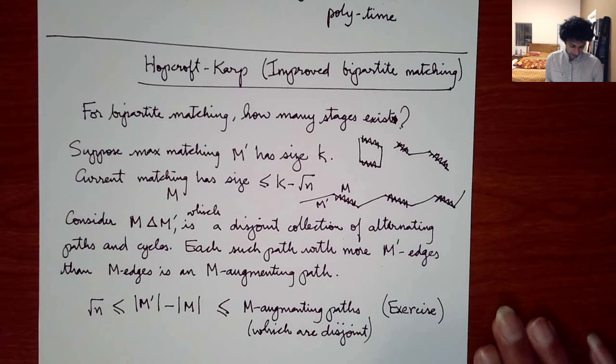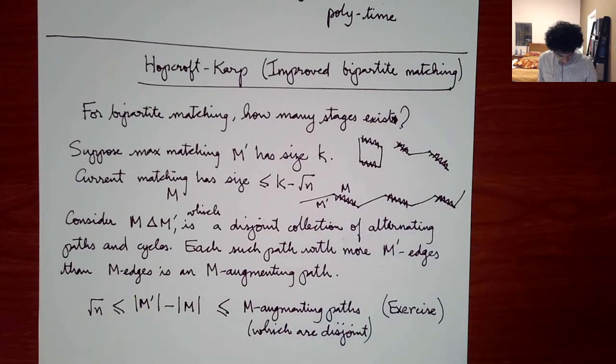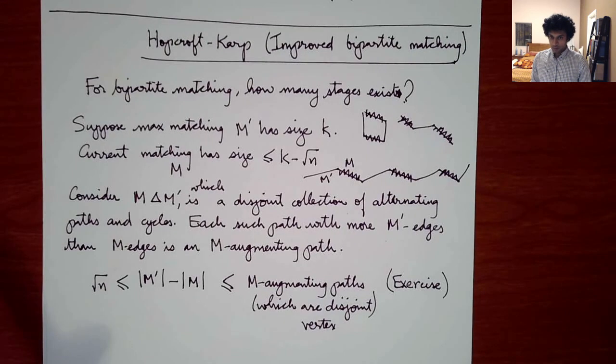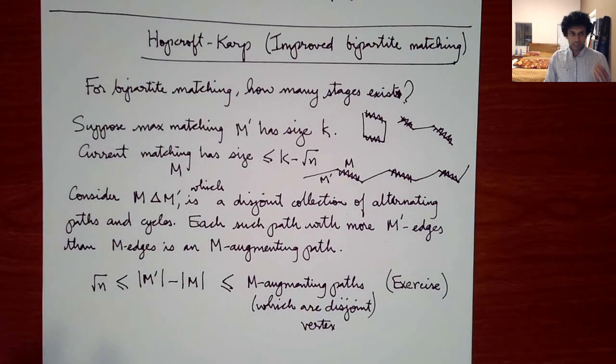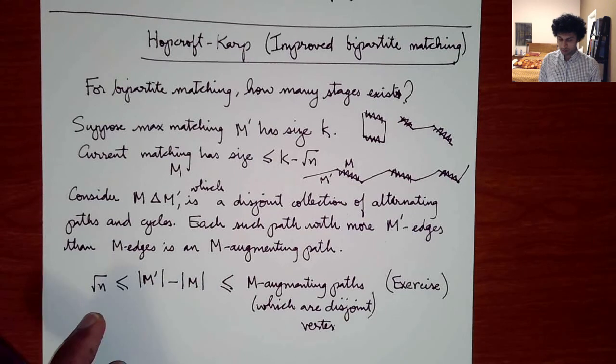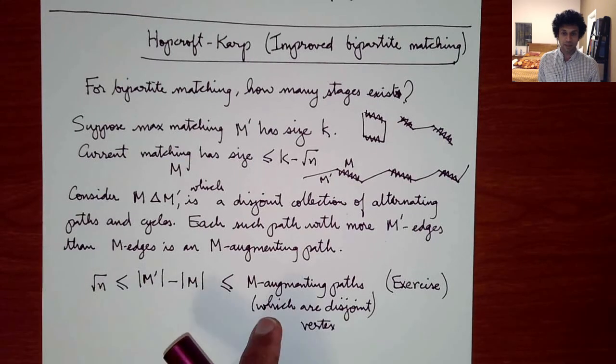This is an exercise, and I'm probably going to force you to do it. So please ask me questions if this is not clear. I should say vertex disjoint. Does this make sense? If M' minus M is at least root n, then there have to be at least root n M augmenting paths, just by looking at the symmetric difference. And all of these are vertex disjoint.